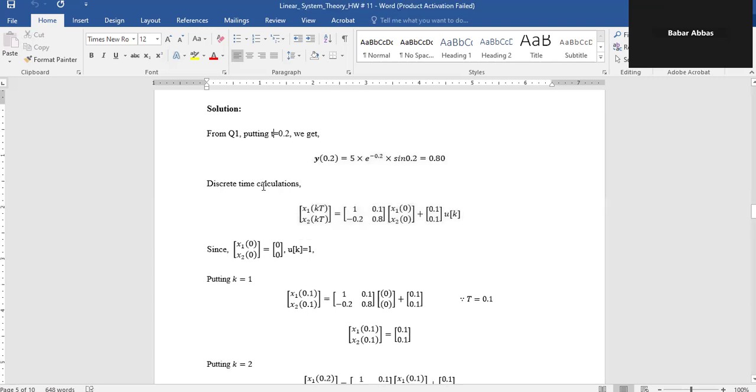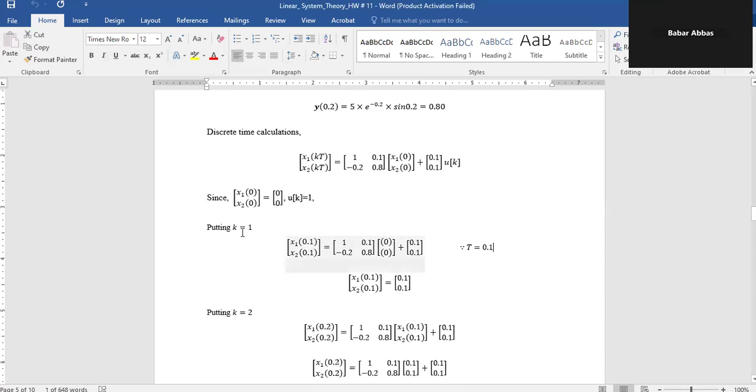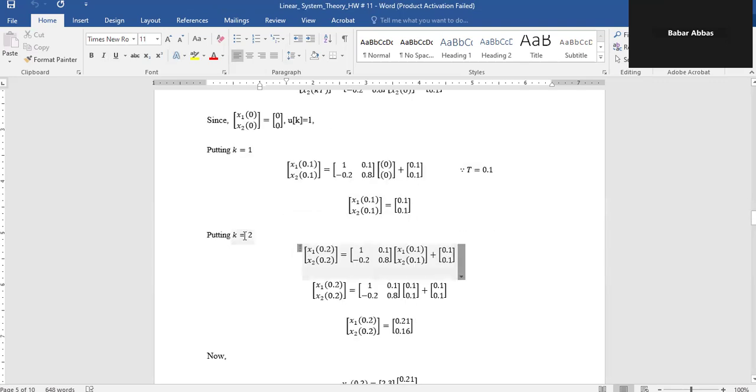For the discrete time calculation, this is the discrete time representation, x1, and this is x at 0. Similarly, the initial value of u(k) is equal to 1. For u(k) and for the states, the initial state values are 0, 0. And so by putting k equal to 1, x at 0.1 comes out to be 0.1 and 0.1, for which t equals 2.